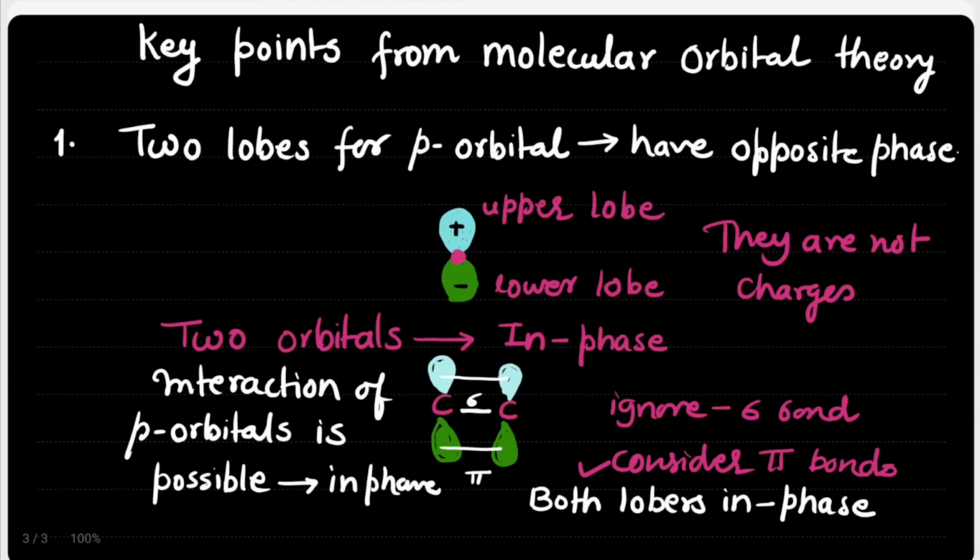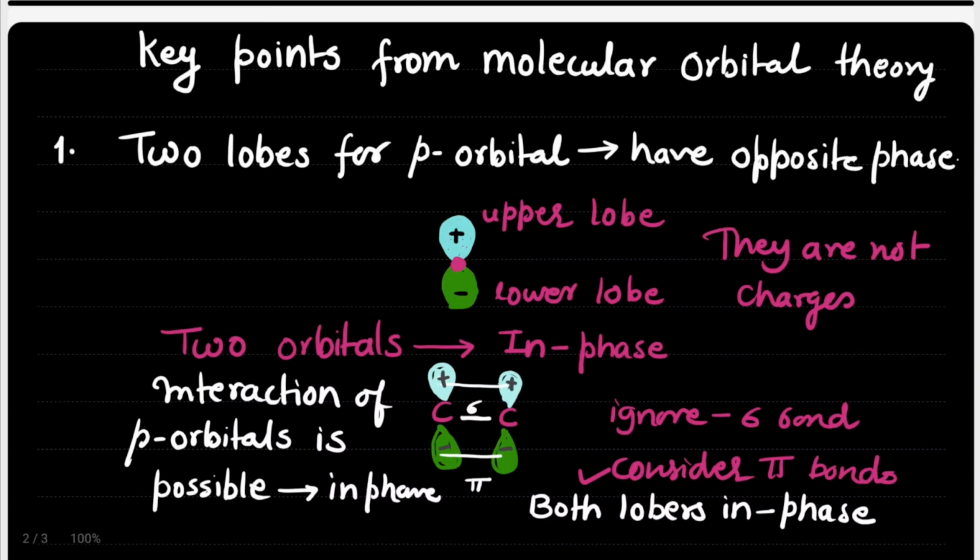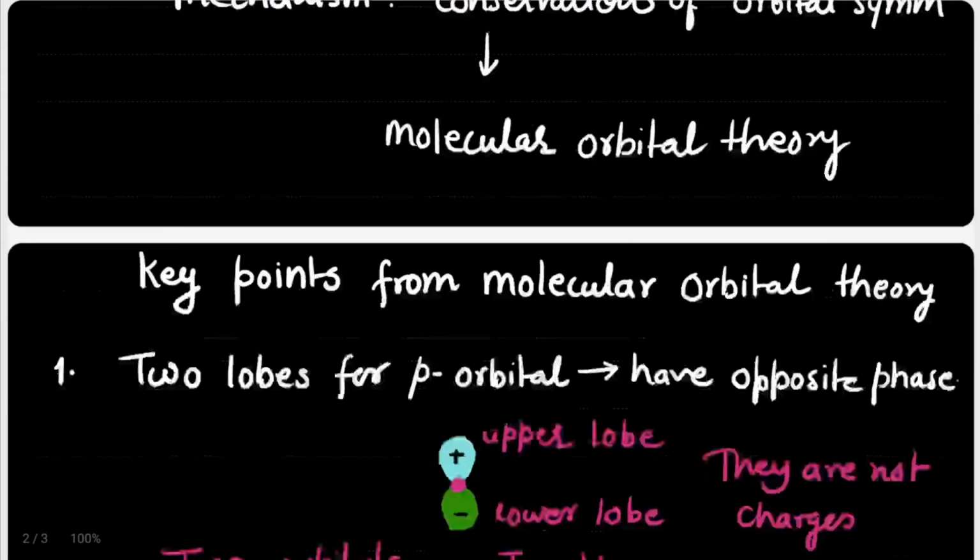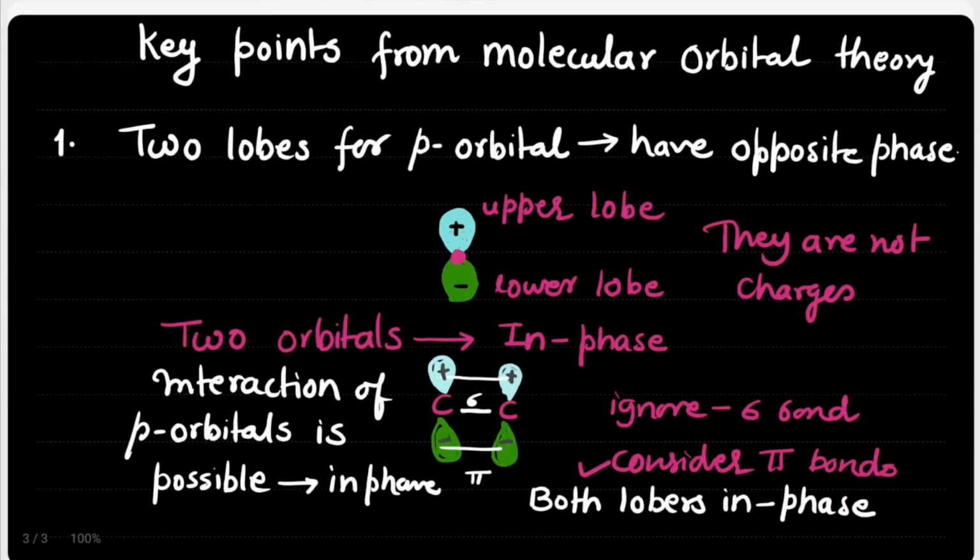Now here I am putting the same sign, minus minus. So minus overlaps with minus and plus overlaps with plus. Then and only then effective bond formation takes place in all conditions. So whenever there is a bond formation, please remember that the lobes are the same. The lobes are the same, which means they are in a phase.